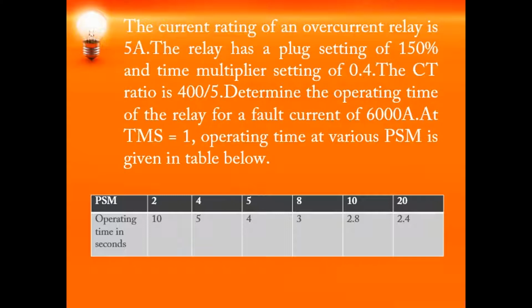CT ratio is given, fault current is given, and the table which you can observe there is given for the time multiplier setting equal to 1. But we have to find the operating time of the relay for a time multiplier setting of 0.4. So is it fine? So now let us find the operating time of the relay for a time multiplier setting of 0.4. To find that, we should know what is the operating time for a time multiplier setting of 1. So we'll find that.